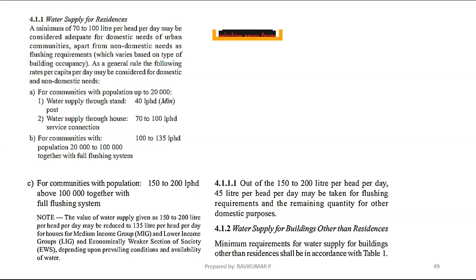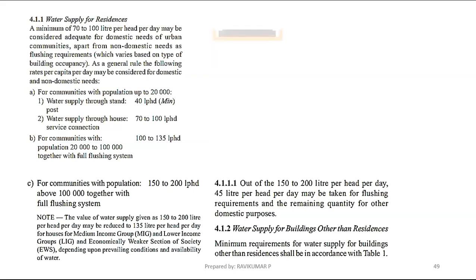For up to 20,000 people, they do not consider the flushing system because very poor people may not have a toilet at all. They will use open toilets somewhere in the village. That's why they consider 40 liters as the minimum. Now for 20,000 to 1 lakh people, they consider a full flushing system, with 100 to 130 liters per head per day.